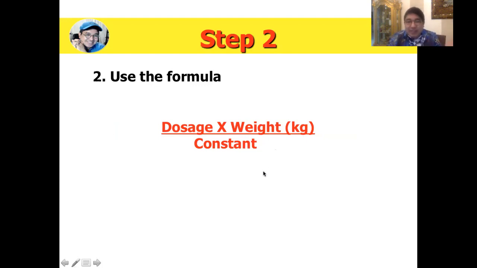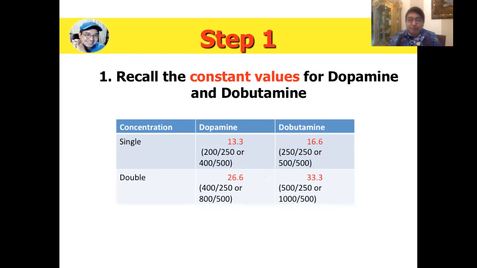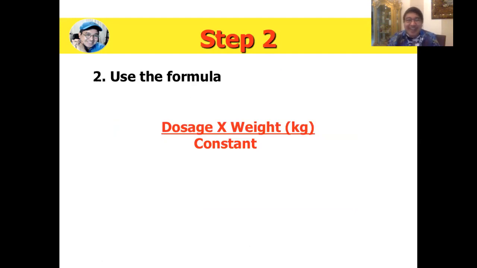Now, what I'd like to highlight to everyone is the fact that there could be other concentrations of dopamine and dobutamine. So we're not saying that these are the only concentrations available. Well, there are other concentrations, but I'd like you to focus on these because they are the most commonly asked concentrations. Okay? That's one thing I hope you would believe me when I tell you. Talk about experience. Okay, so that's step number 2, using the formula dosage times weight in kilograms divided by constant.